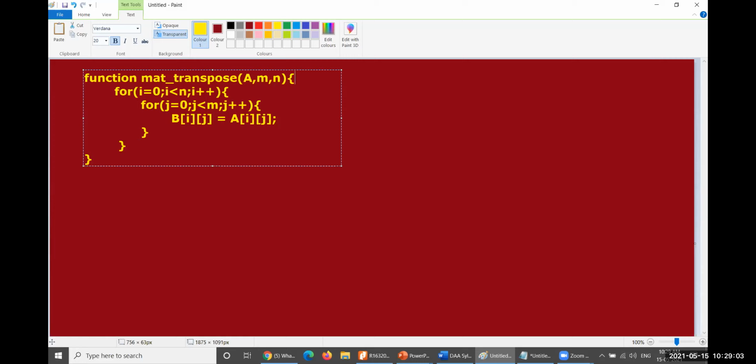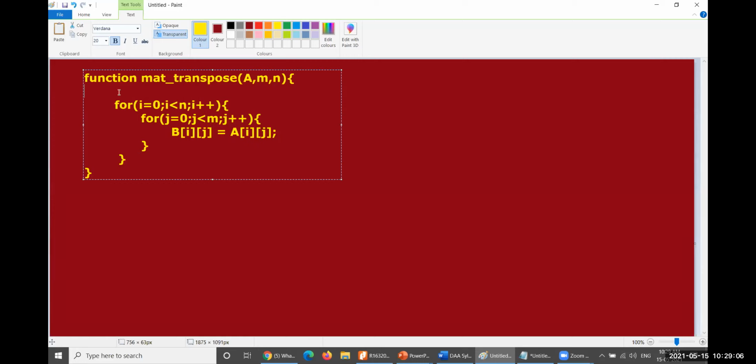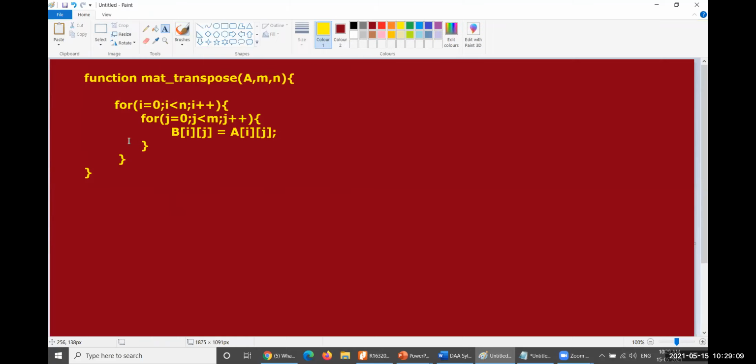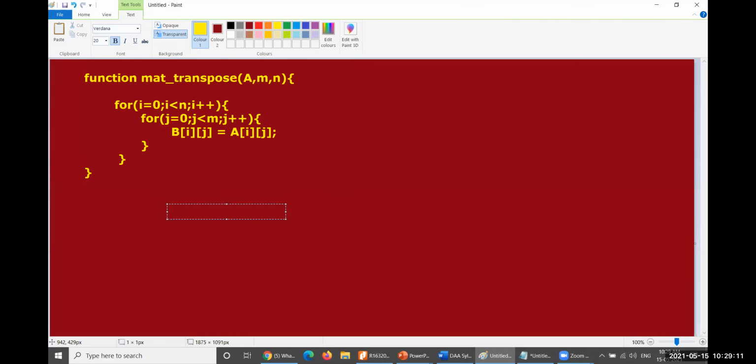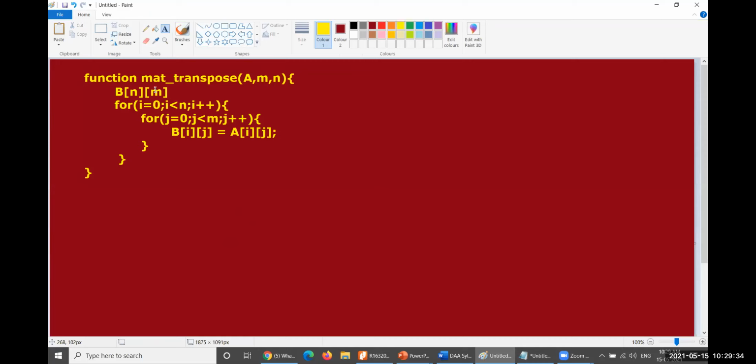If you have any questions as far as B is concerned, let us consider B of n comma m. Directly you can declare in terms of algorithms, but in terms of program, it is not possible. Please remember this. That's it. So this is the final matrix transpose that will be taken into consideration.